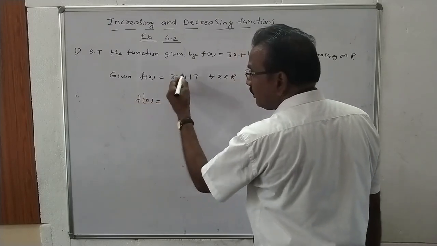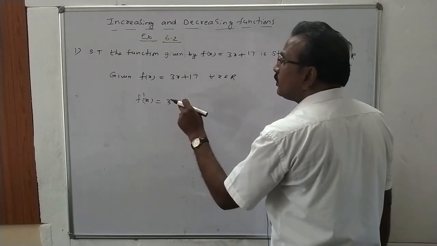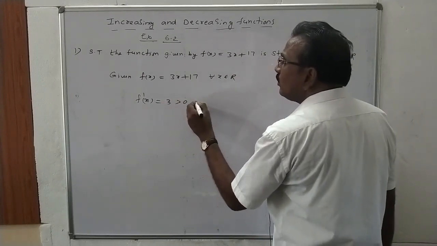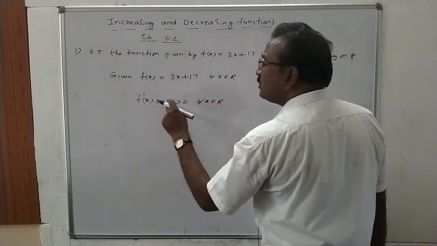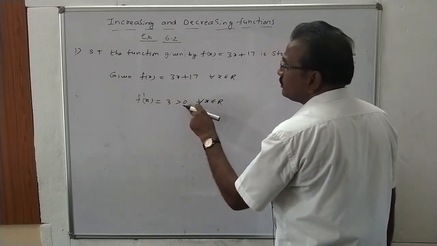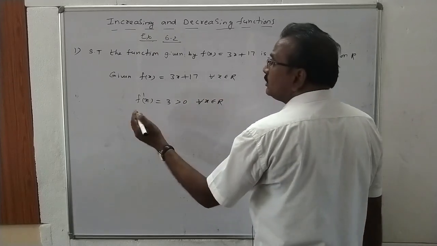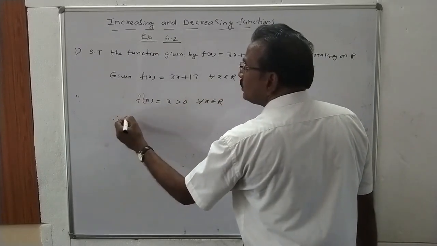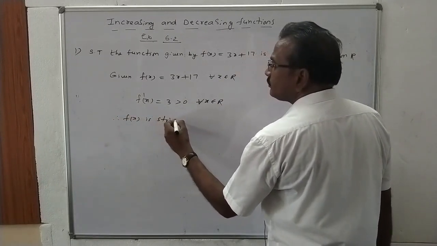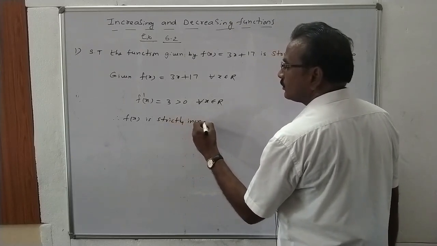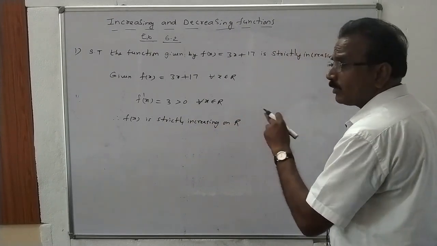F dash x is equal to derivative of 3x is 3 plus derivative of 17 is 0. So f dash x value is positive, greater than 0 for all x belongs to R. For any real number x, f dash x value is a constant. This constant is always greater than 0. So therefore f dash x is greater than 0 for all real numbers. Therefore in the given interval, the function f of x is strictly increasing on real numbers because real numbers is open interval.